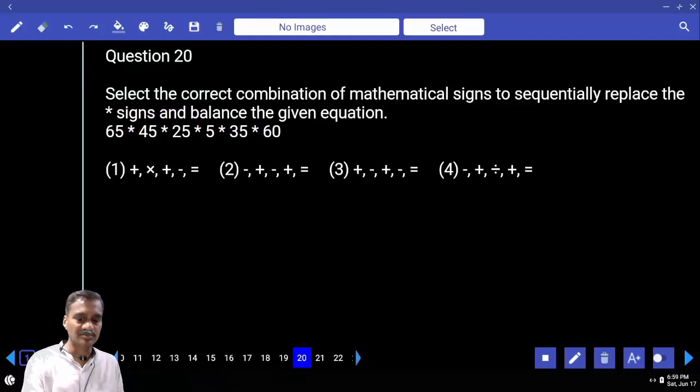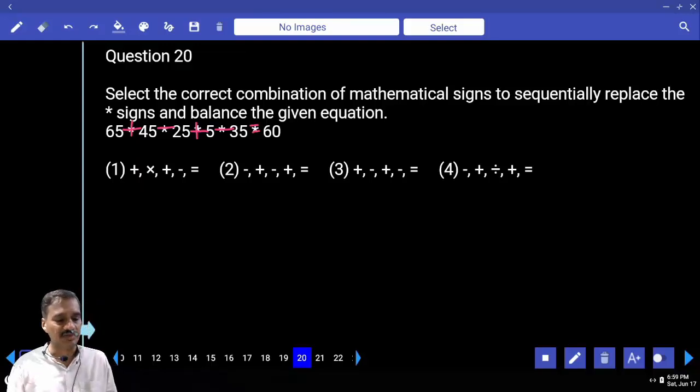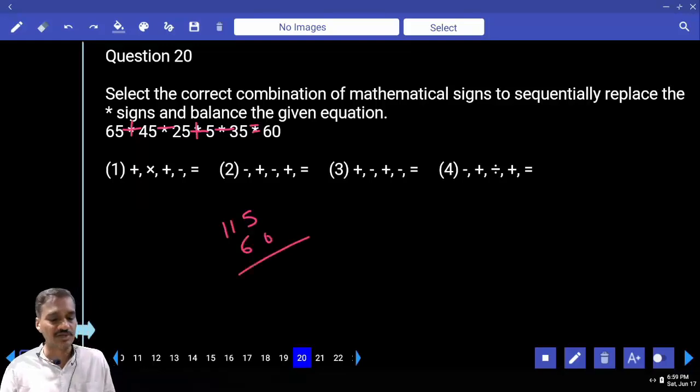And third one, plus, minus, plus, minus, equal to. Then plus, and 45 plus 5, 50. 65 plus 50, 115. 115 minus how much? Minus 60, what is the value here? 55. And 3 is again ruled out.